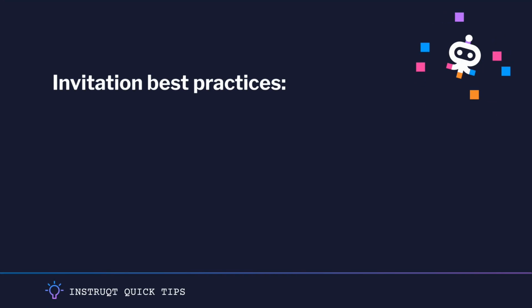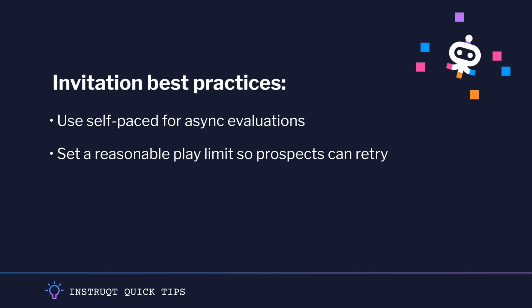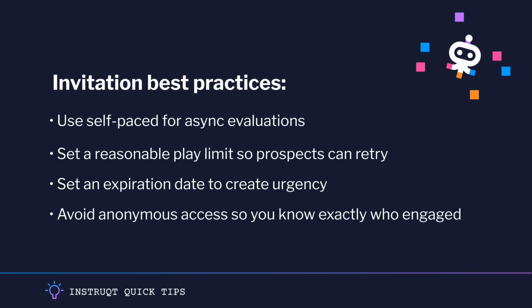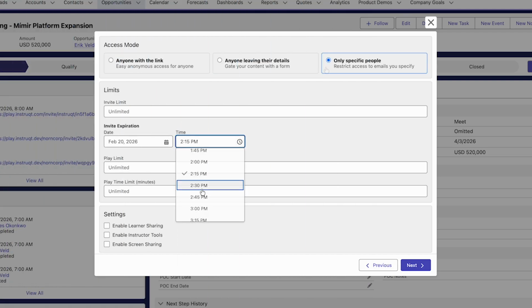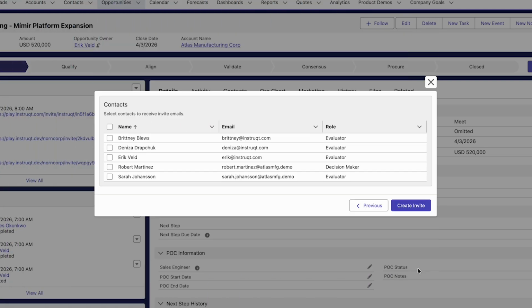A few best practices to keep in mind. Use self-paced for asynchronous evaluations. Set a reasonable play limit so prospects can retry if needed. Add an expiration date to create gentle urgency. And in most cases, avoid anonymous access if you want full visibility into who engaged. For this example, we'll send the invite to specific contacts.